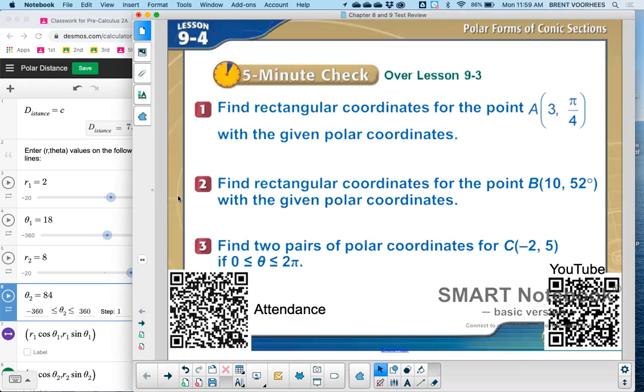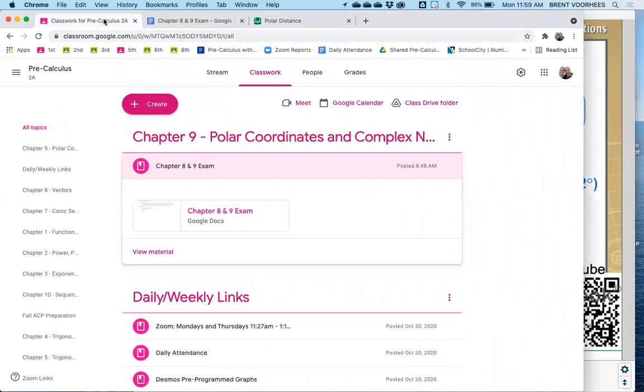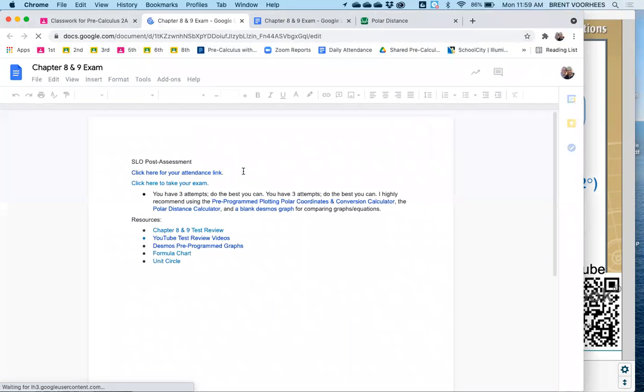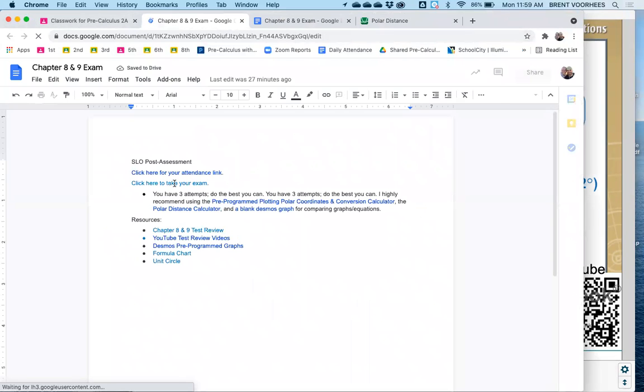You can retake the exam immediately if you don't like your grade. So make sure you're in your Google Classroom, open up the Chapter 8-9 exam, and from there, you can click there to take your exam. And it says here 3 attempts. The truth is you actually have 10 attempts. Do the best you can. There shouldn't be any reason you can't get 100 on this. So unless you have further questions, you can sign off and get to work.